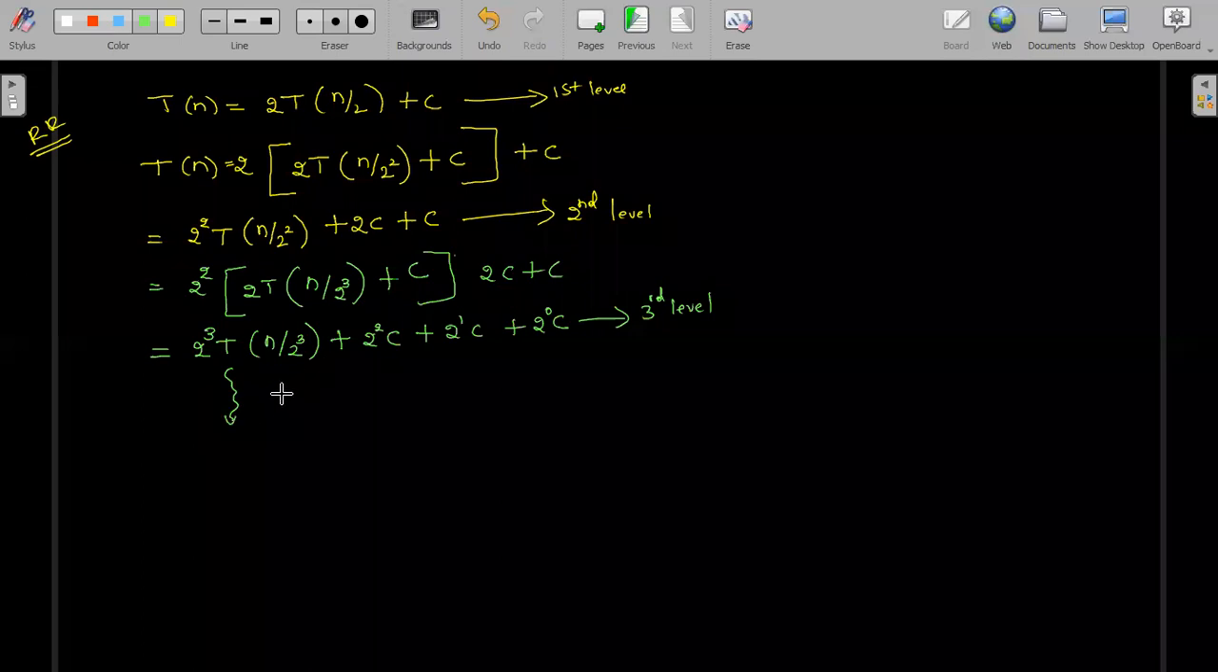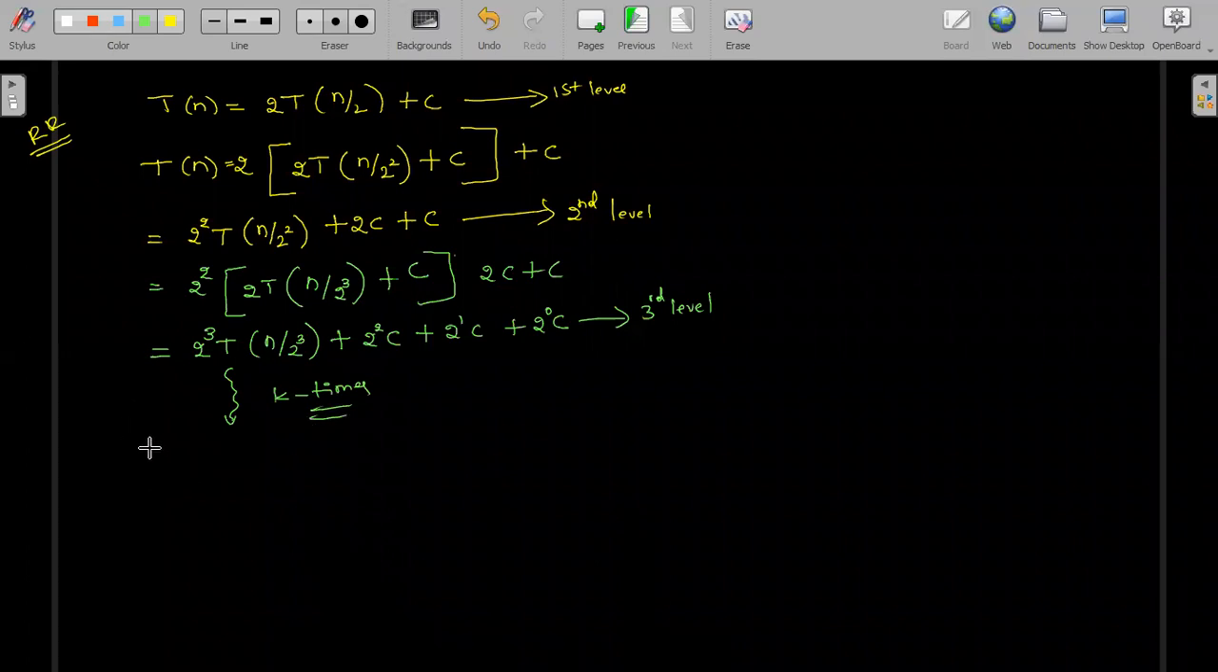Yes, sir. Okay. Now we are going to do it for k times. This one is for k times. So 2 power 3, nothing but what happens? 2 to the power of k will come. Yes or not? 2 power k. Let me change the color. 2 power k T, again see here, n divided by 2 power k. Clear? 2 power k plus.